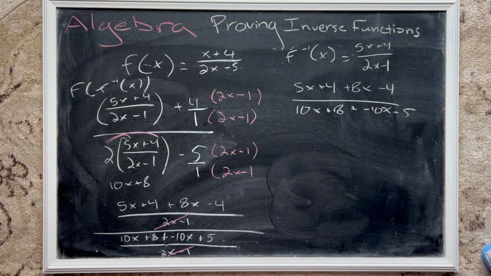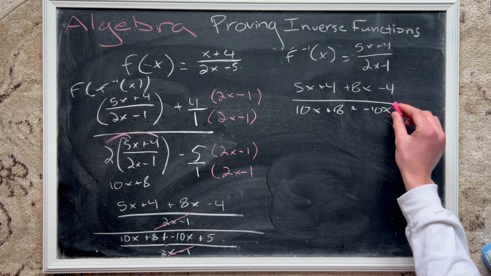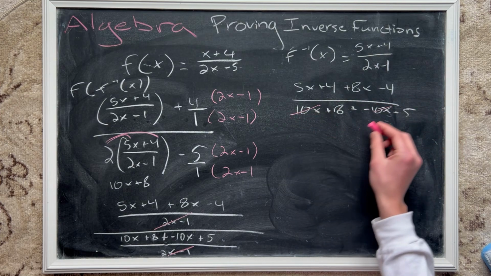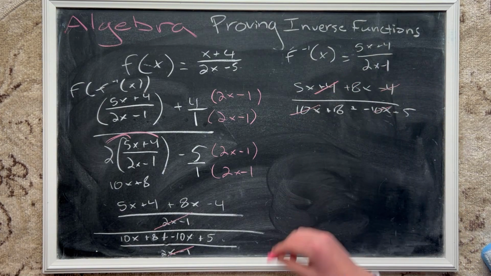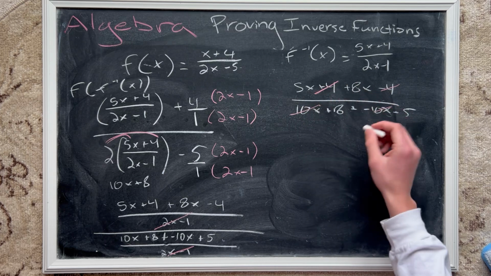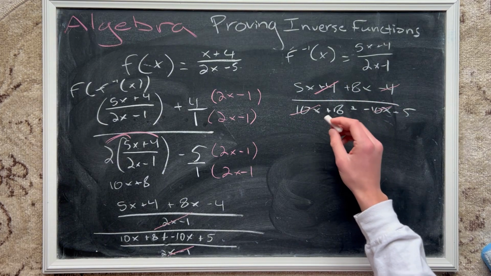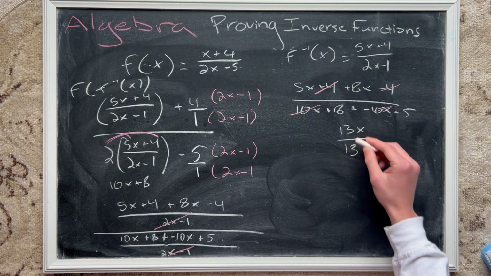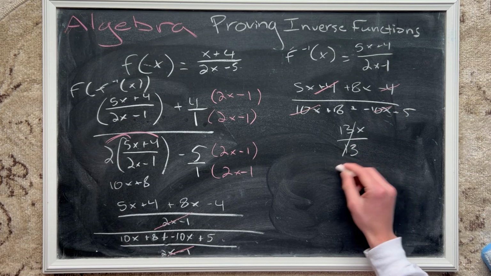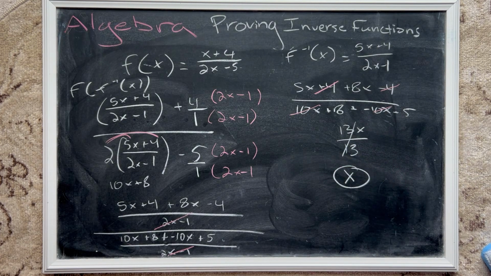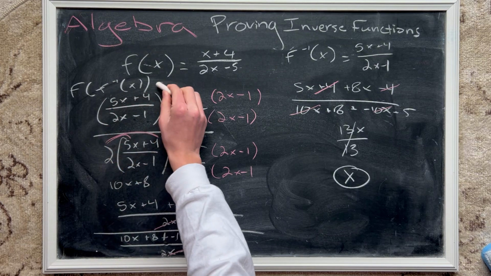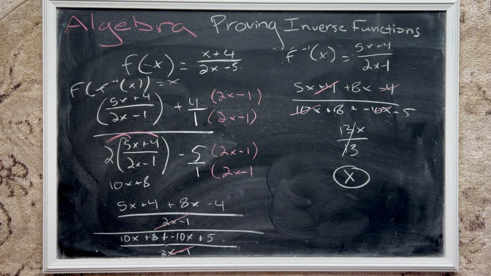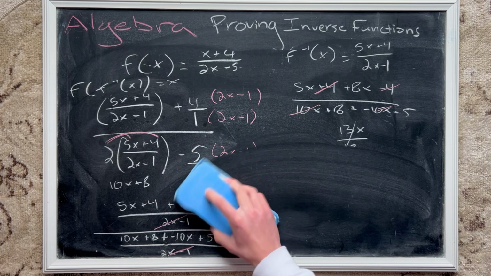Now we can already see that some things are canceling. This 10x is canceling with this 10x, this 4 and this 4, leaving us with 5x plus 8x, 13x, and then 8 plus 5, 13. And this cancels out to give us x at the end, which is what f of f inverse of x should equal. Alright, so we've proved one way. Now we need to prove the other way.